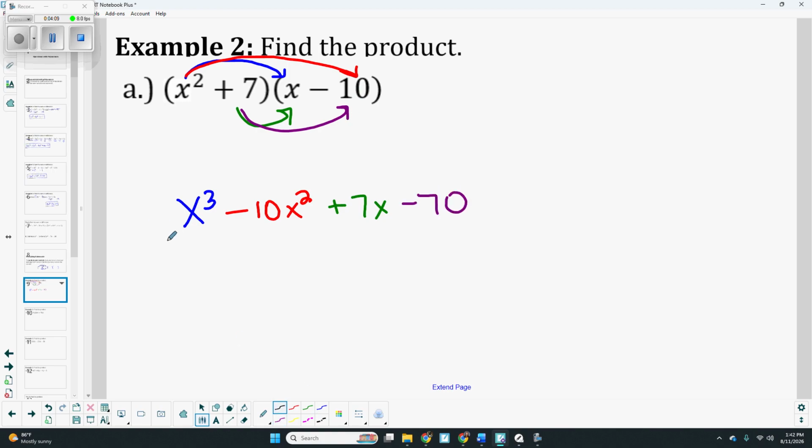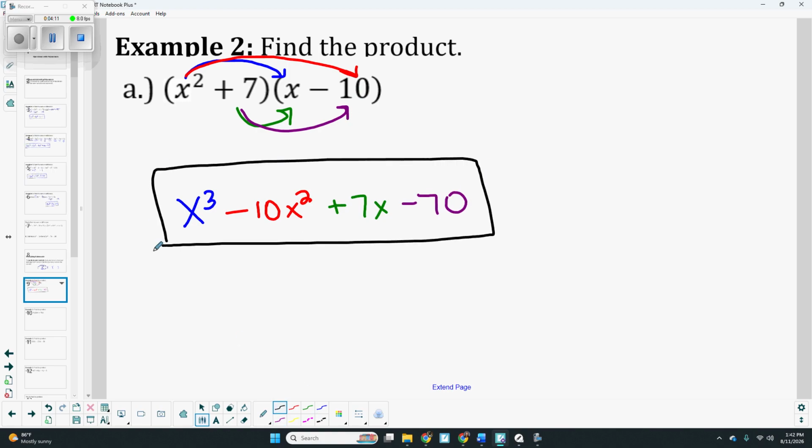So this would be my answer, because I actually don't have any like terms to combine. It's already written in standard form. That would be my answer.